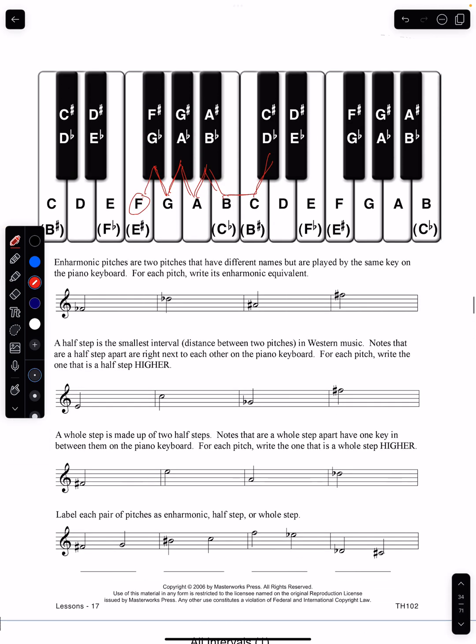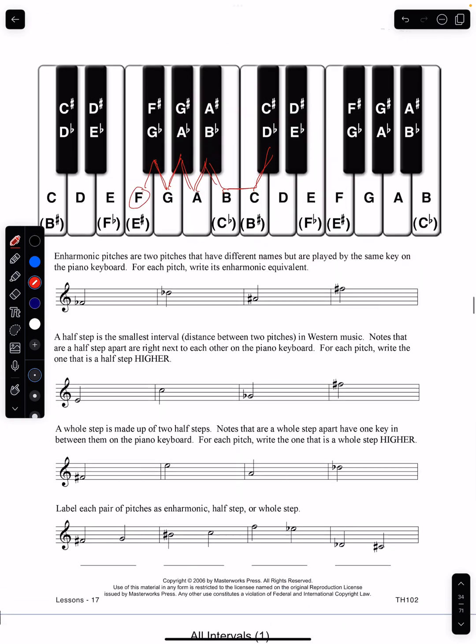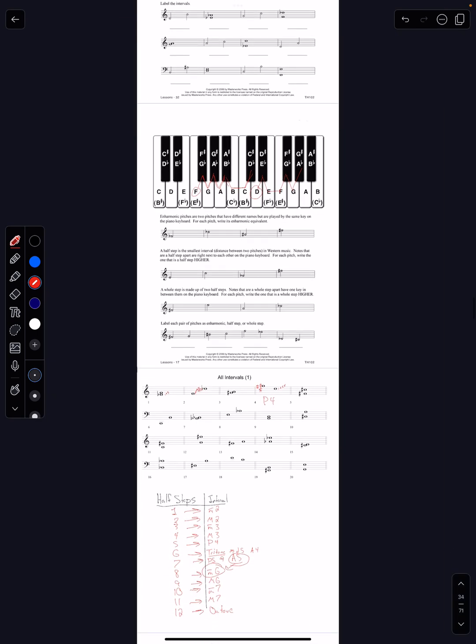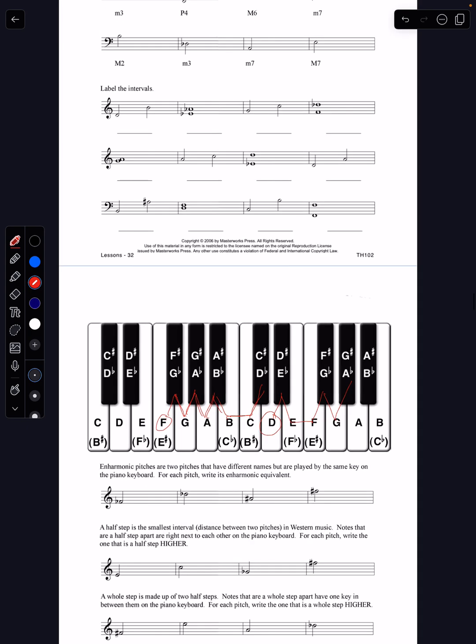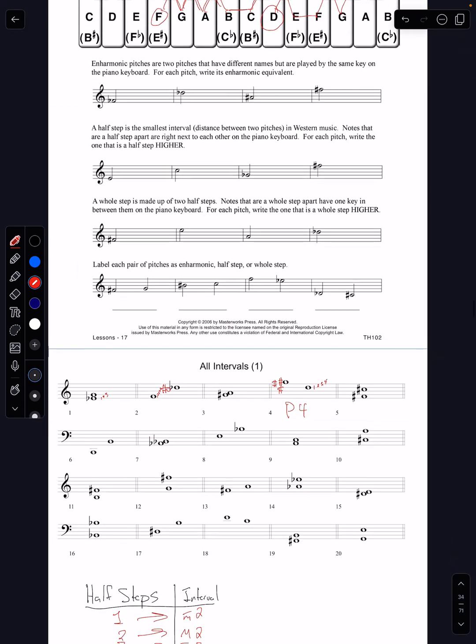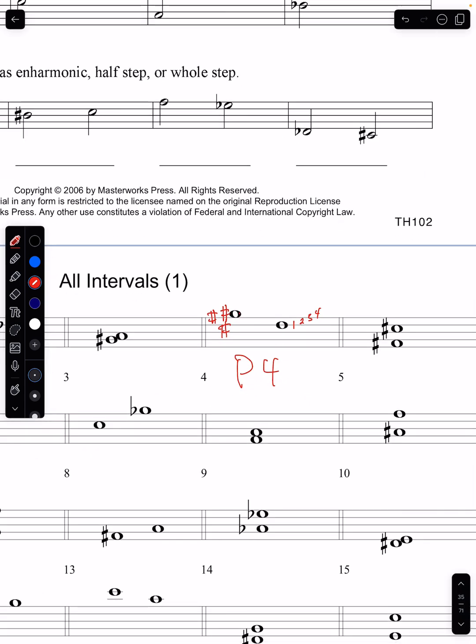Let's take a look at what this looks like. So D to G sharp, I start on D, I go 1, 2, 3, 4, 5, 6. So that is 6 half steps, which is our tritone. But since it is a fourth, we're going from D to G, we have to call that a fourth of some type. So since it's a half step bigger than a perfect fourth, we're going to call that now an augmented fourth.